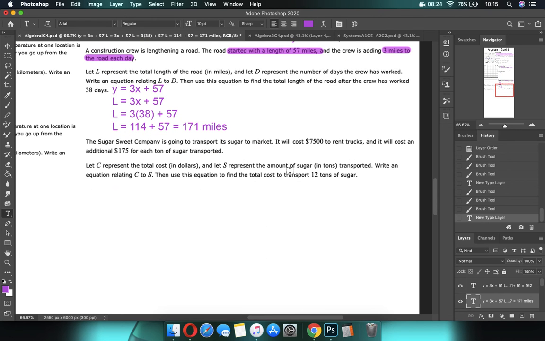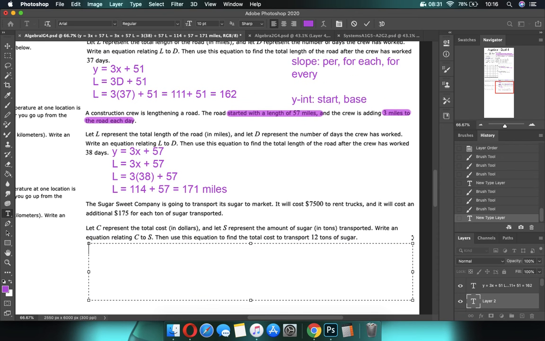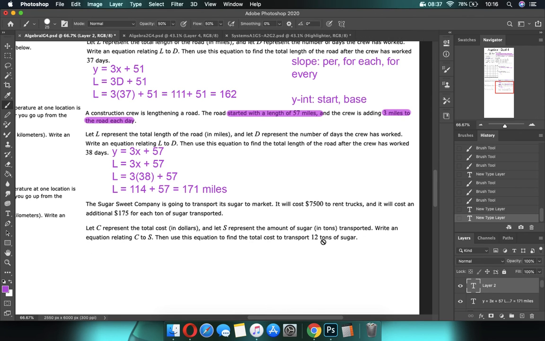Let's see if this one's any different. Oh, it is, thank goodness. All right, so let's set ourselves up. Do I have enough space for there? Okay, so Sugar Sweet Company, and so on. Where's our highlighter? So what do we have? It will cost $7,500 to rent the trucks, okay, and then an additional $175 for each ton of sugar.